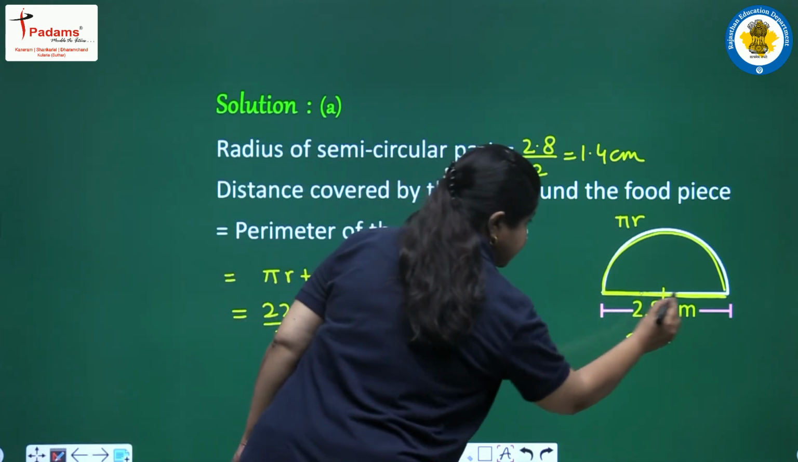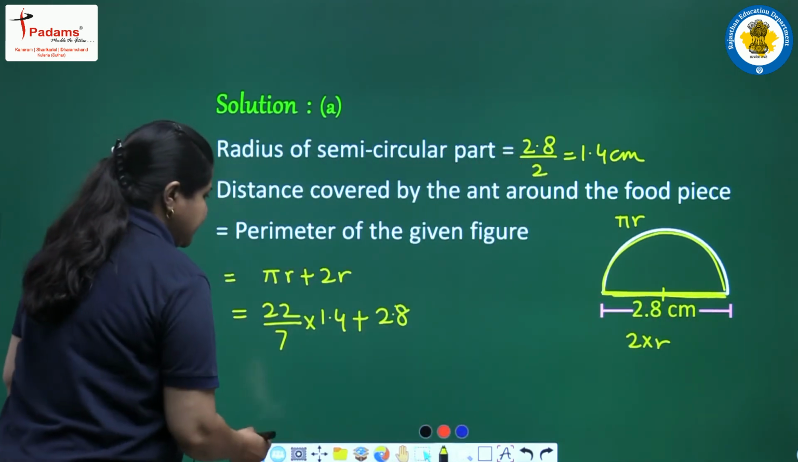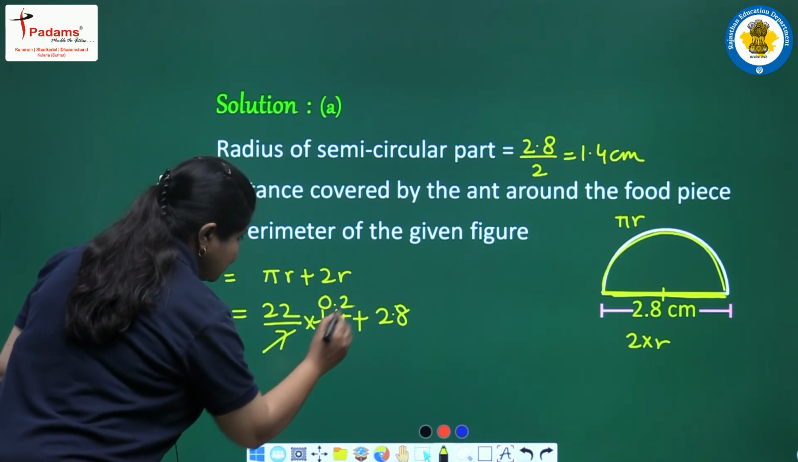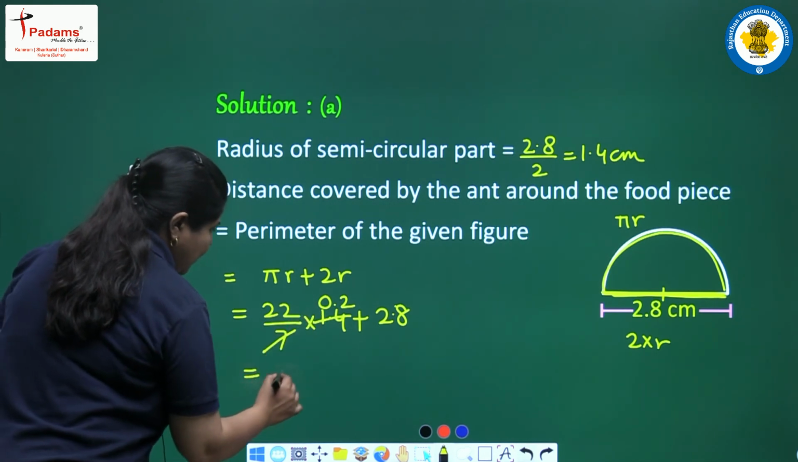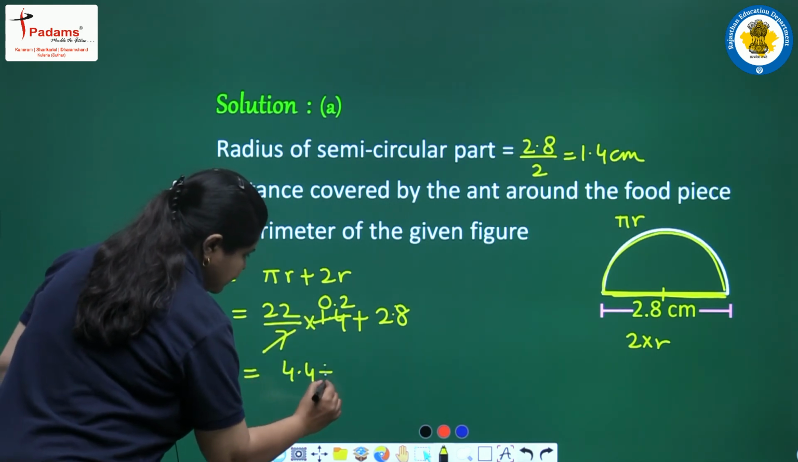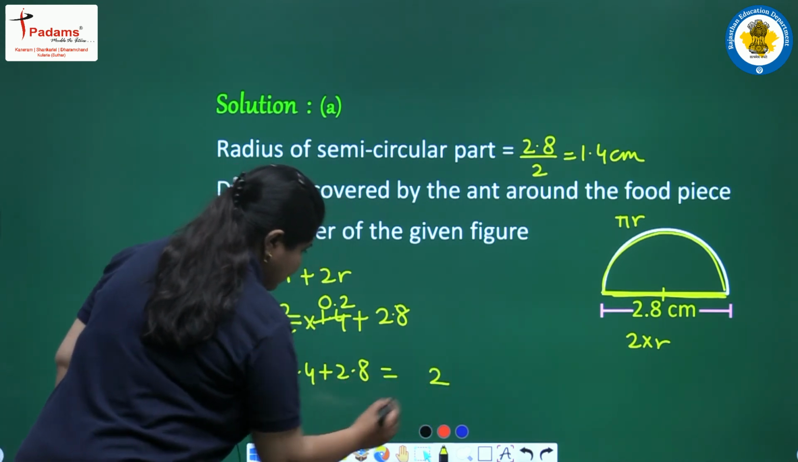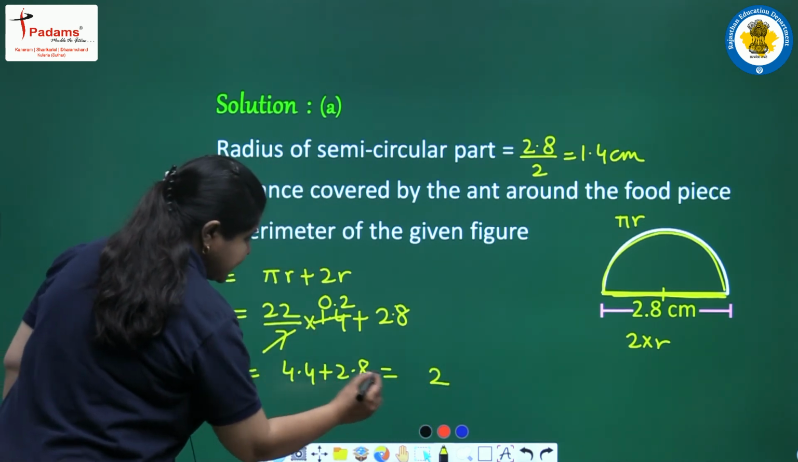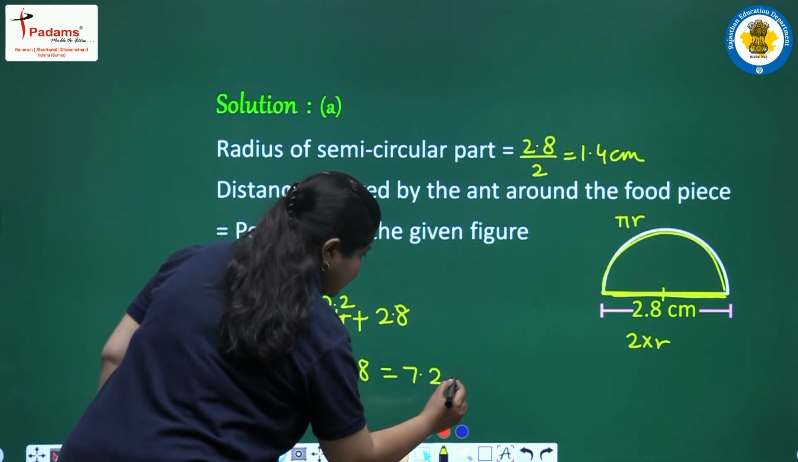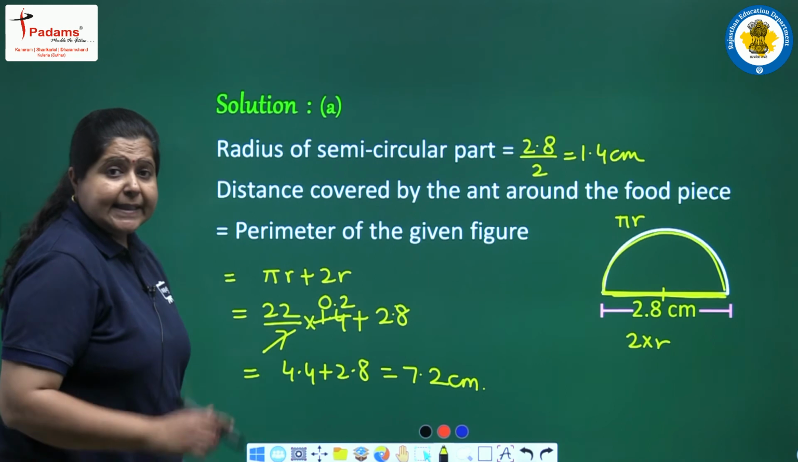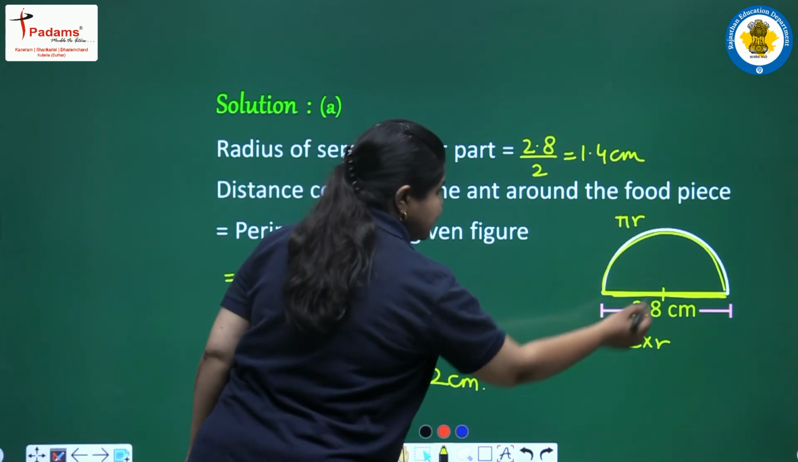This is 2.8 given here. So we can take it straight away 2.8. Now cancel this. This will be 0.2. 22 into 0.2, it will be 4.4 plus 2.8. Add it. 4 and 8, it will be 12. 1 carried. 4, 5, 6, 7. 7.2 centimeters. This is the distance covered by the ant to take around for this food piece.